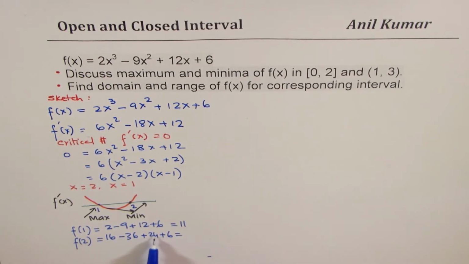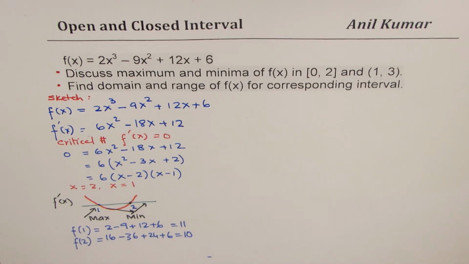Okay. So 24 plus 6 is 30. 30 plus 16, 46. Take away 36 is 10. Okay. So we get f of 2 as 10. So we have a maximum value of 11 and a minimum of 10 at the points 1 and 2. Okay, so we have done half of it.